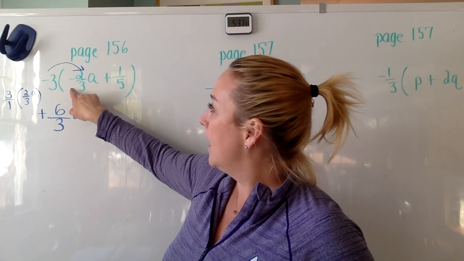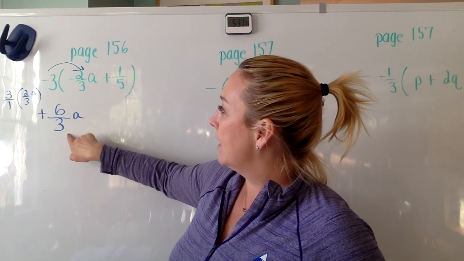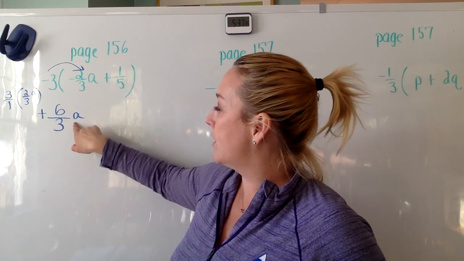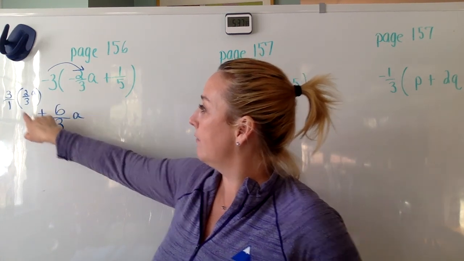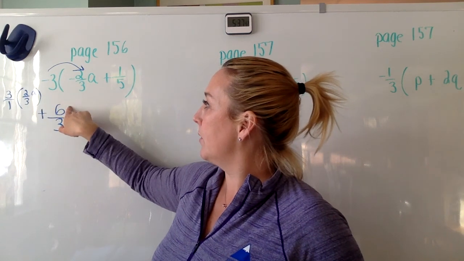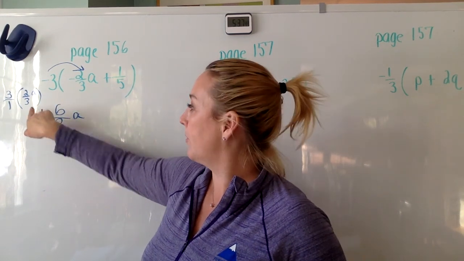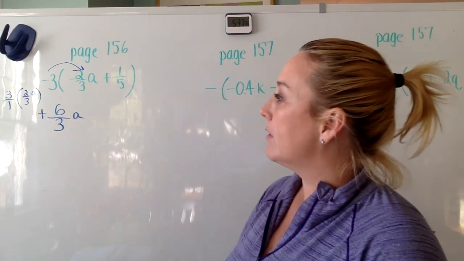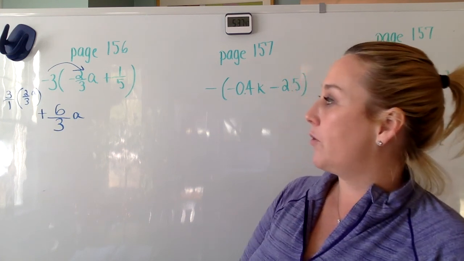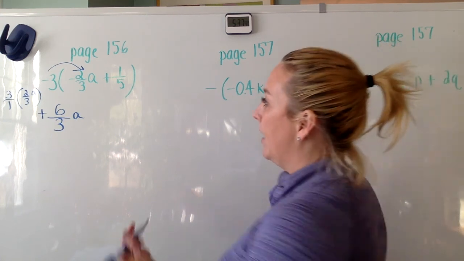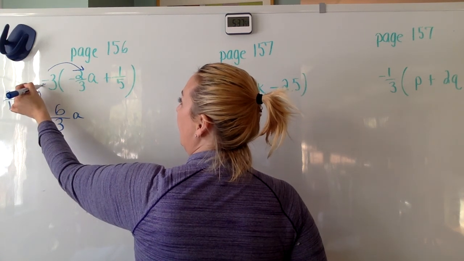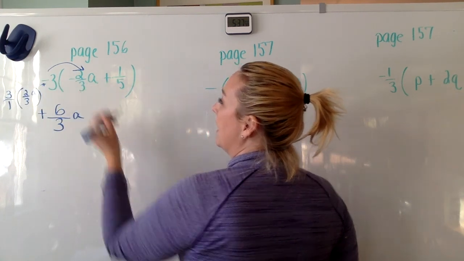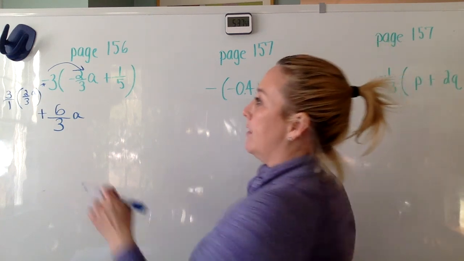-3 times -2/3 a is the same as saying positive 6/3 a, because a negative times a negative is a positive. And our numerator, 3 times 2 is 6. Our denominator, 1 times 3 is 3. So I've got positive 6/3 a. Now I have a negative, can't forget that negative sign right there, -3 times positive 1/5.